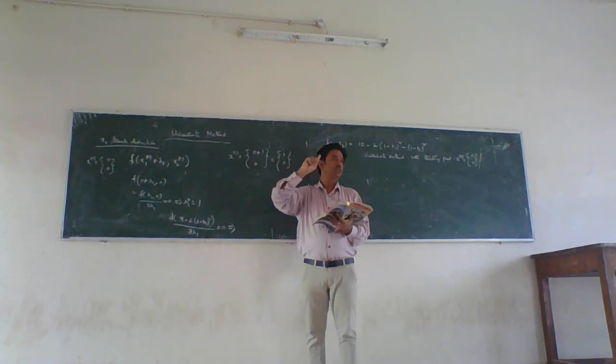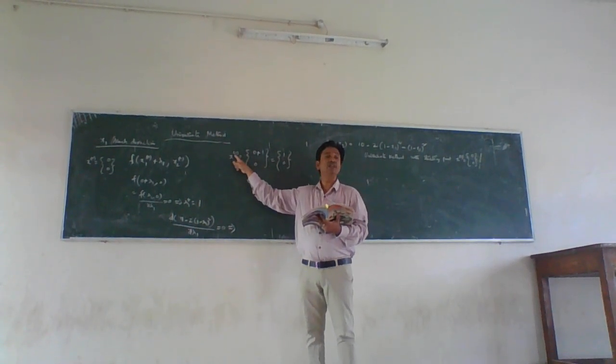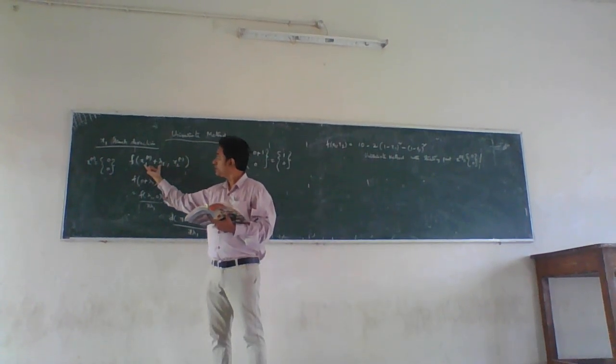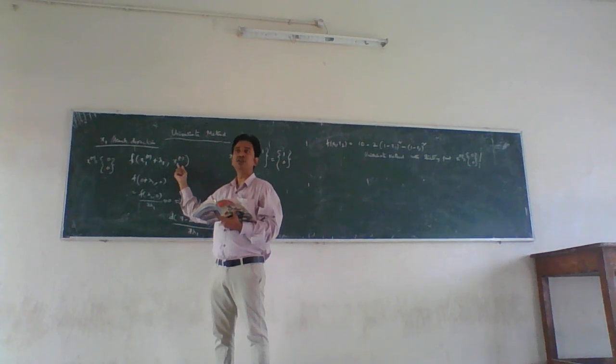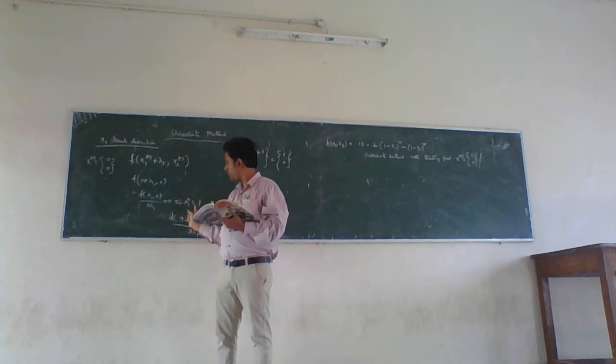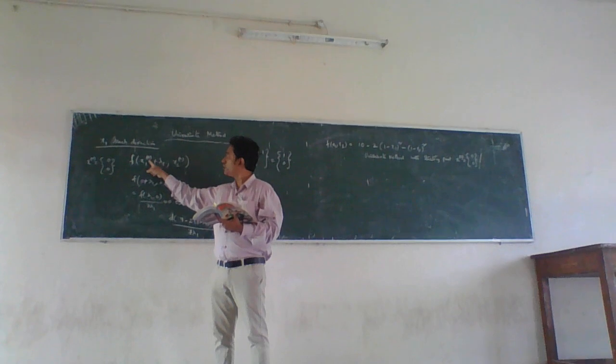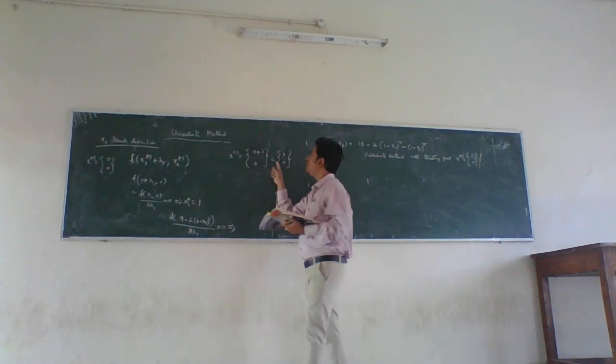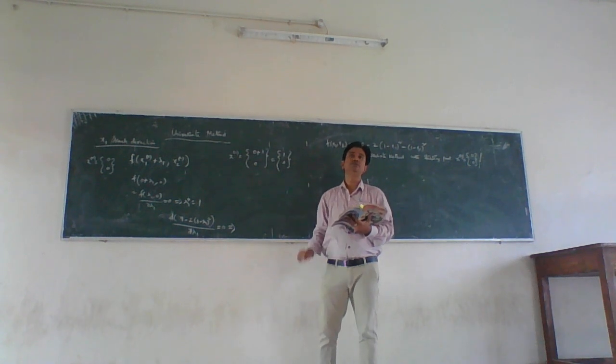See, initially x0 is given. How have I estimated x1? x1 is whatever the step length I took, keeping x2 constant. Step length I took lambda 1, which I got as 1. So initially it is 0 plus 1, 1, and this will be 0 only. But this is my next iteration value.